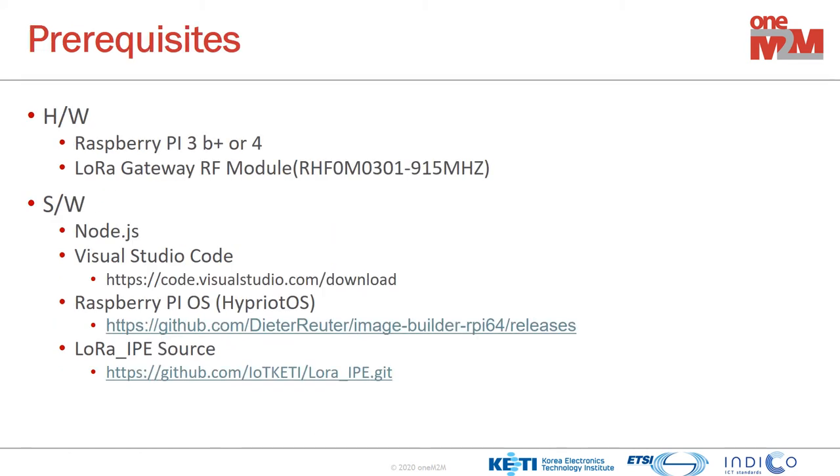As a prerequisite, we need this Hyper IoT OS for the Docker, and we are going to explain it really soon, and we use the open source ChirpStack for the LoRaWAN server. To install it in the easiest way, we are going to use Docker, and for that, we need this 64-bit OS image. And for the sample source for the LoRa IPE, we are going to explain it. Please download that one from the GitHub.